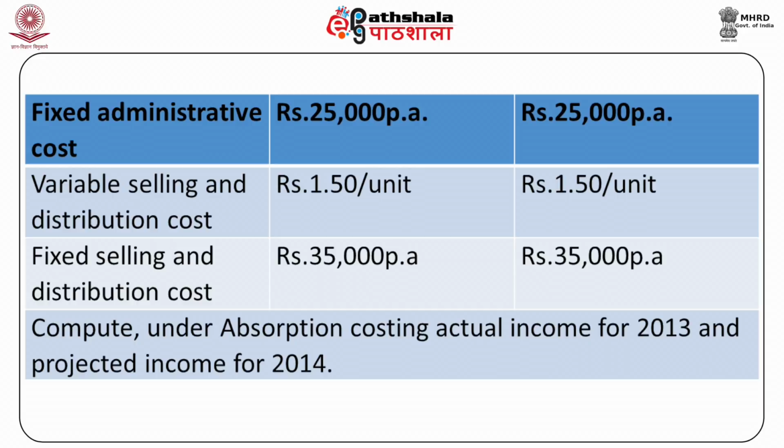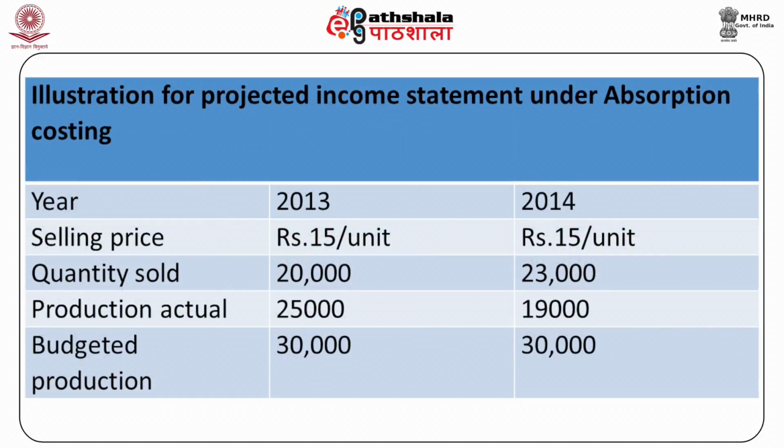Variable selling and distribution cost is rupees 1.50 per unit. The fixed selling and distribution cost is rupees 35,000 per annum. For the year 2014, the selling price is rupees 15 per unit. The quantity sold is 23,000 units. The production actual is 19,000. The budgeted production is 30,000.